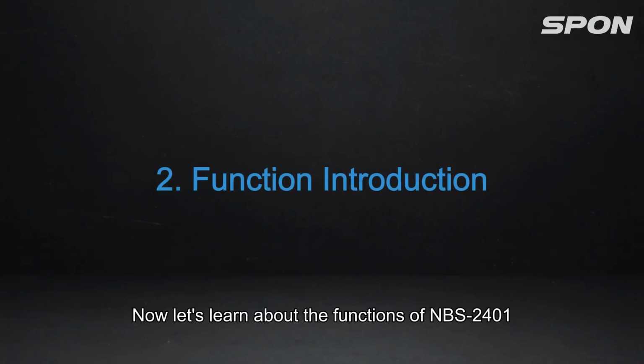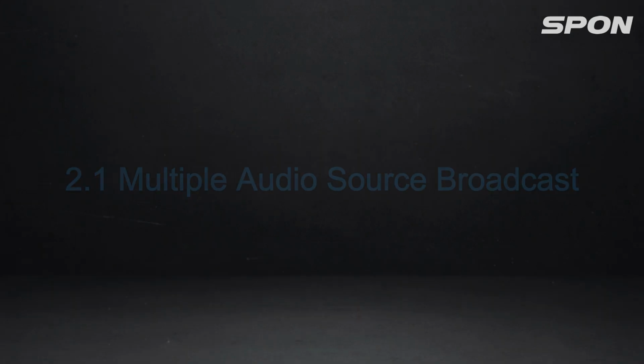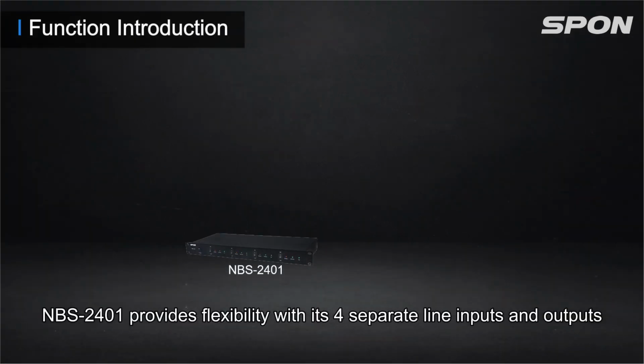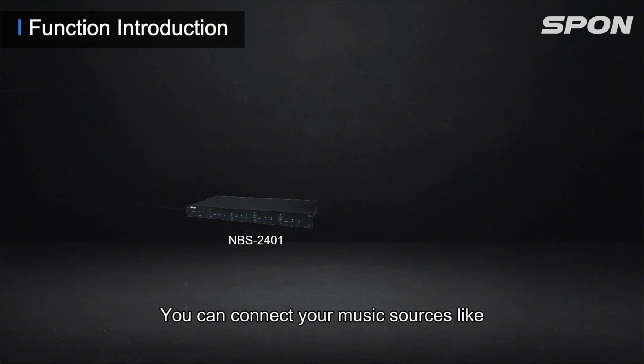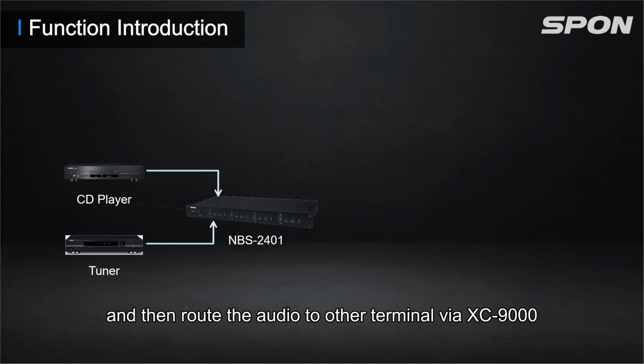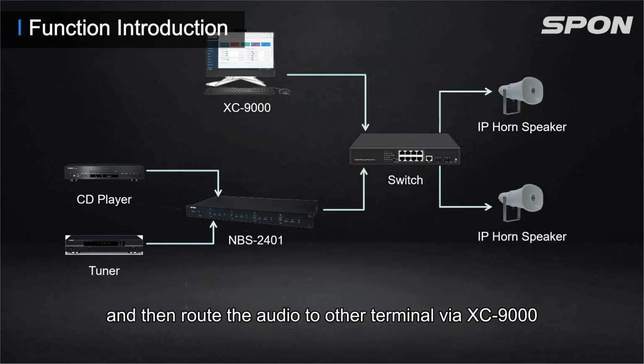Now let's learn about the functions of NBS-2401. NBS-2401 provides flexibility with its 4 separate line inputs and outputs. You can connect your music sources like CD players or AM, FM tuners to the line inputs, and then route the audio to other terminals via XC9000.